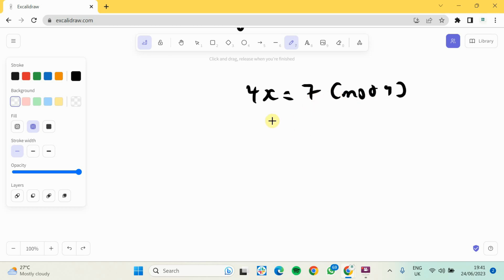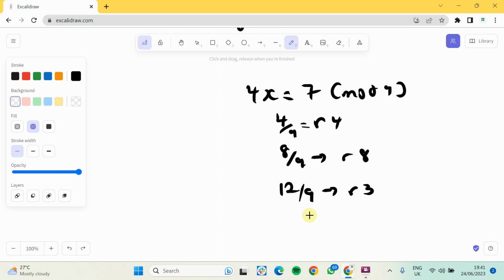The first multiple of 4, if I divide this by 9, will give me a remainder of 4. This is not what I'm looking for. The next multiple is 8. By the time I divide it by 9, this will give me a remainder of 8. You can try that out. The next multiple of 4 is 12. If I divide this by 9, this will give me a remainder of 3. The next multiple of 4 is 16. If I divide this by 9, this will give me a remainder of 7, and this is actually what I'm looking for.